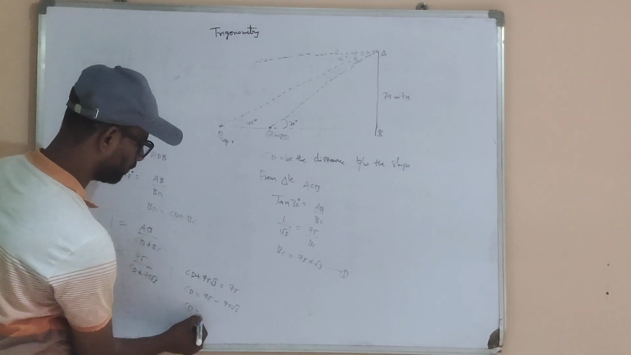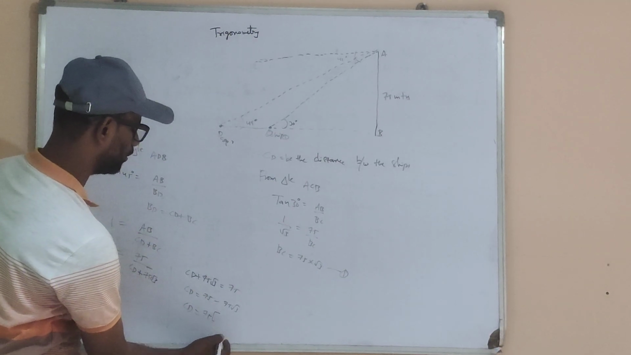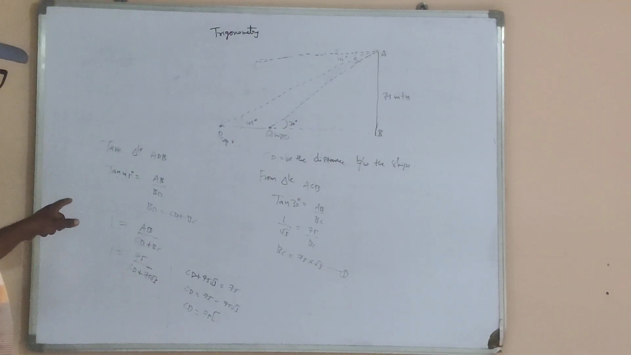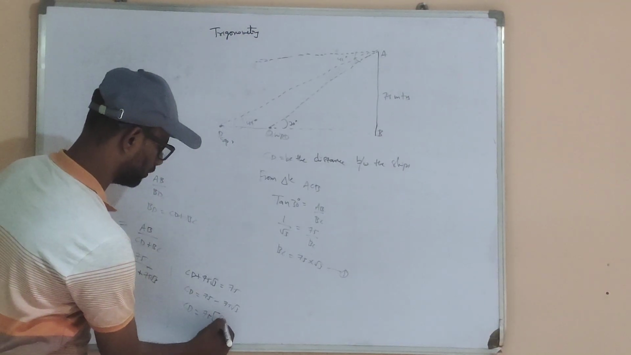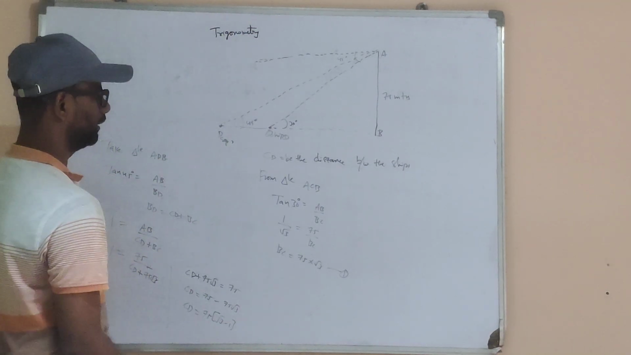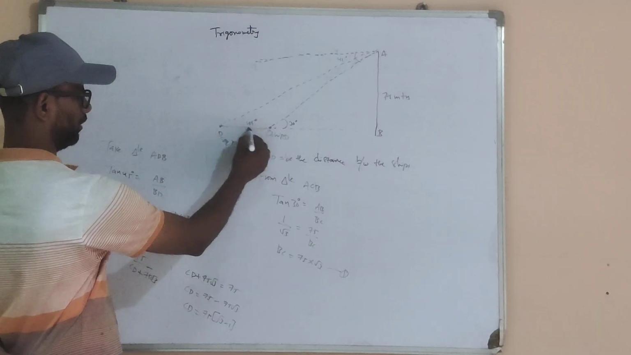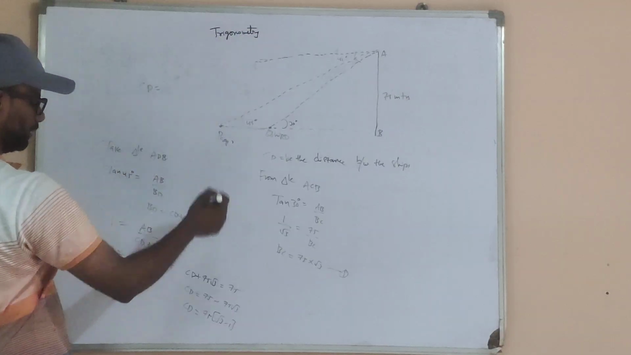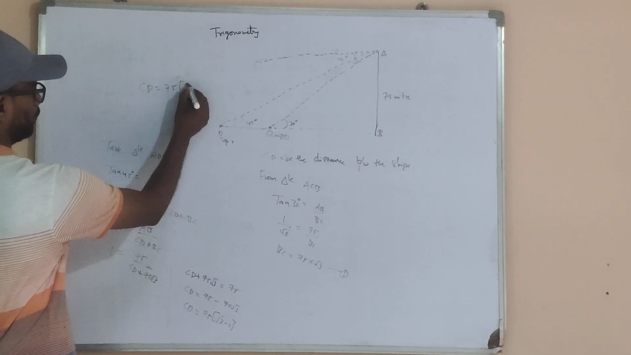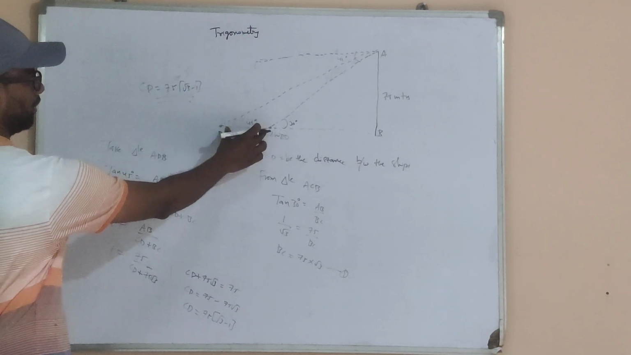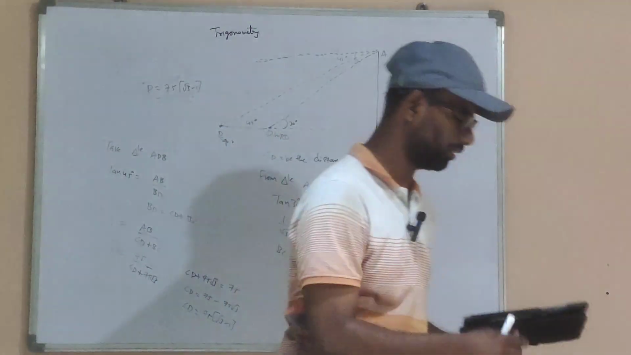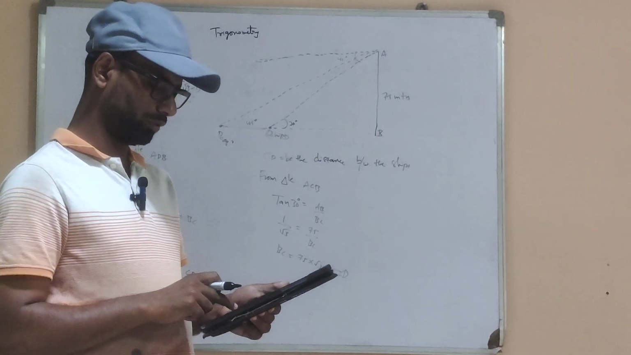So CD is equal to, if we take 75 common, what will be the answer? Somewhere I have made a mistake here. It will be 75 into root 3 minus 1. CD is the distance between the ships. It is the value of 75 into root 3 minus 1. This is the final answer. CD means the distance between the two ships. That is the answer. Okay, next question.